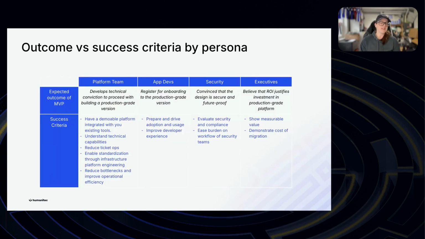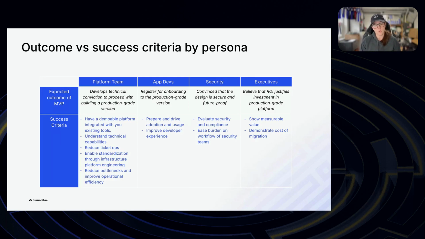When we look at the MVP itself, we try to break down the outcomes and their success criteria by the personas that we tend to interact with and who are important inside of this process. These are your stakeholders. So our platform teams tend to be the ones that develop technical conviction to go forward with production grade work. And how we make sure we do this is by having that demoable platform integrated with their existing tools. We want to make sure these teams understand the technical capabilities in the context of what they need to achieve and what we can do inside 8 weeks.